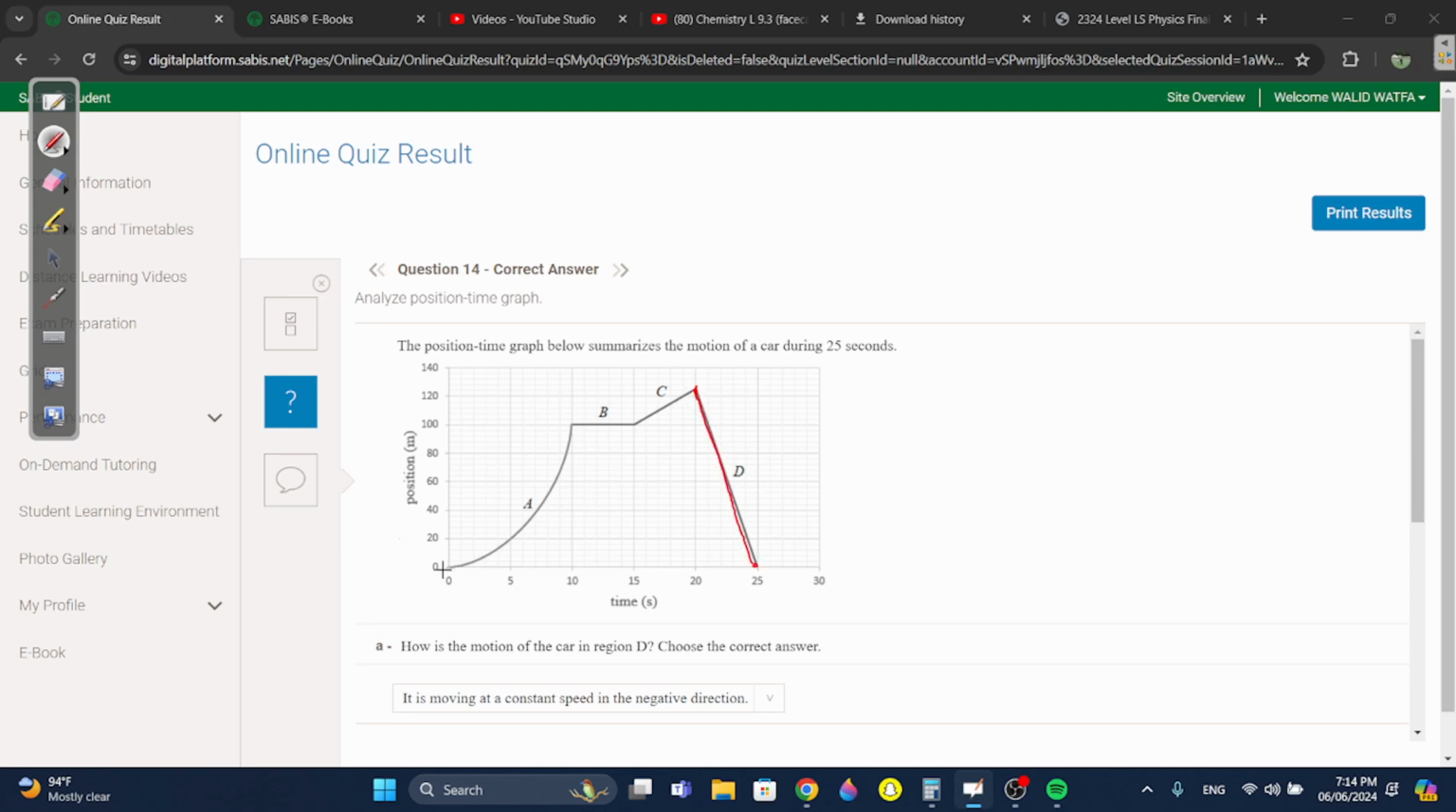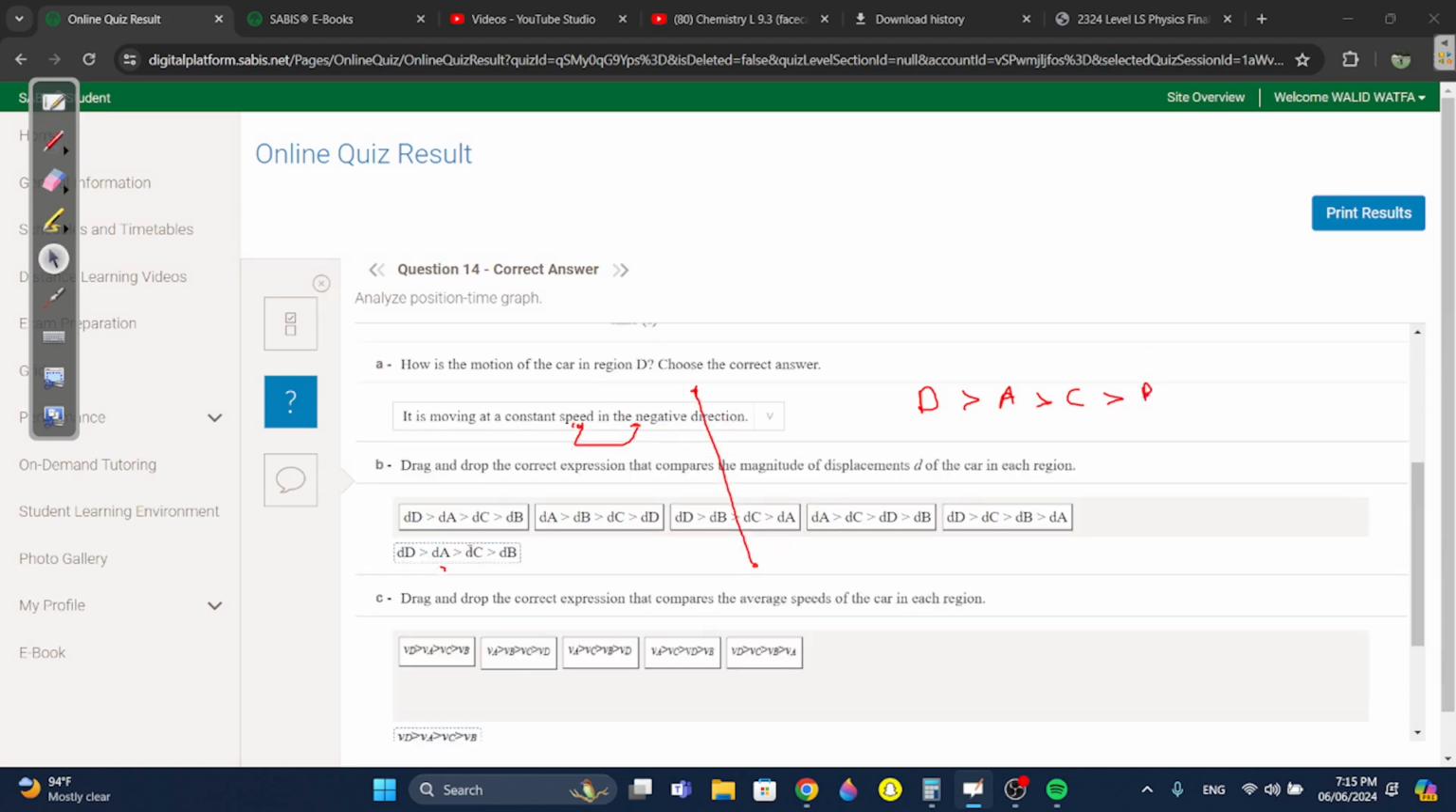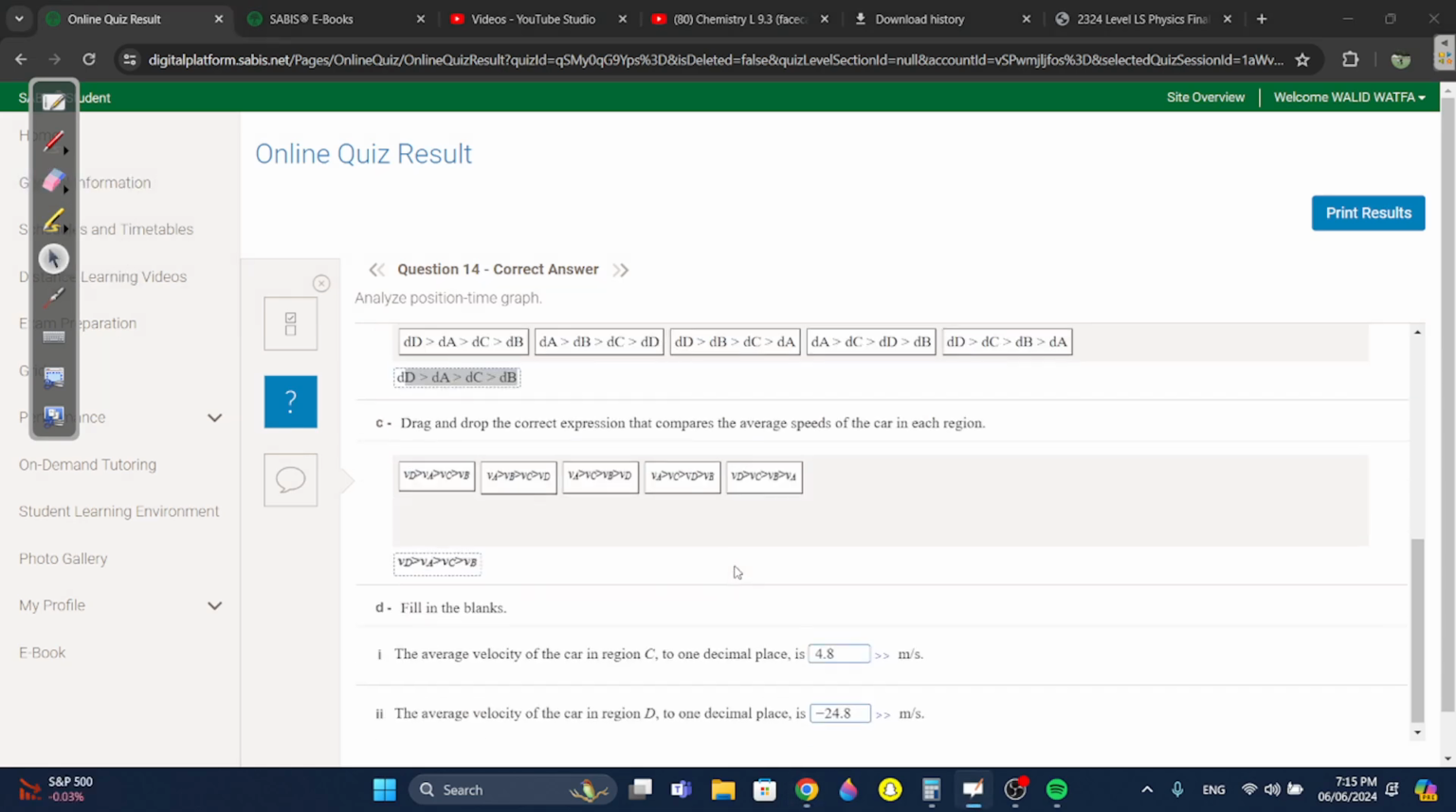Then what's the longest one after it? A. So D greater than A. Then which one comes after it? C. And then B is 0 because there's no change in the position. So obviously B is last. So is it DACB? DACB, yeah.